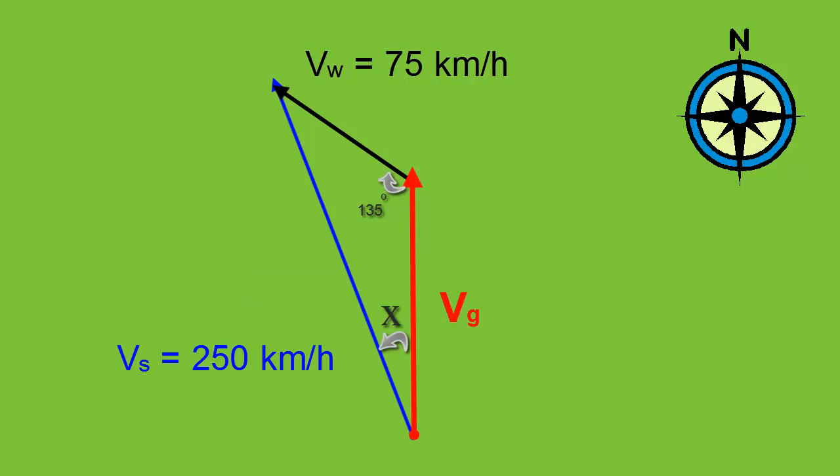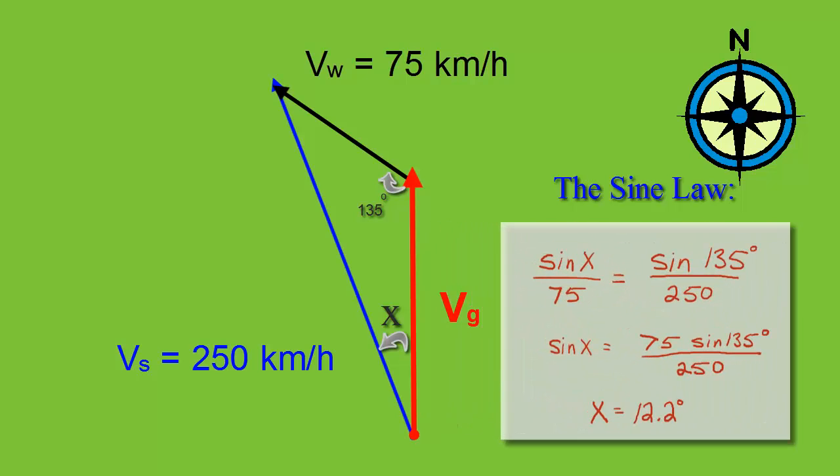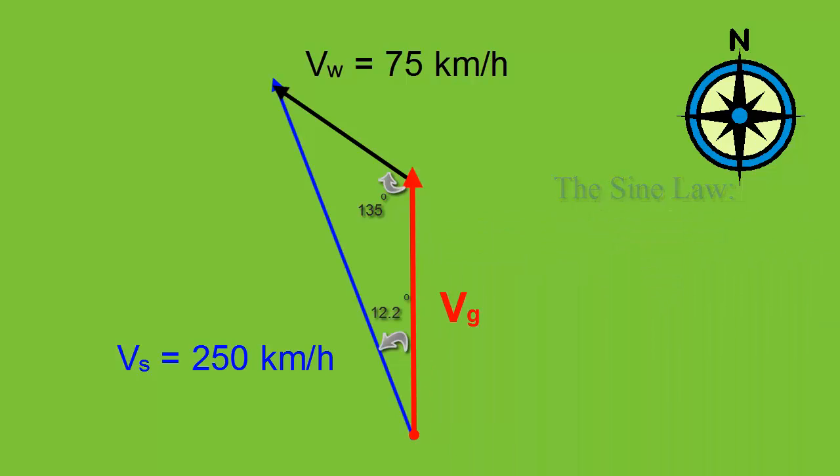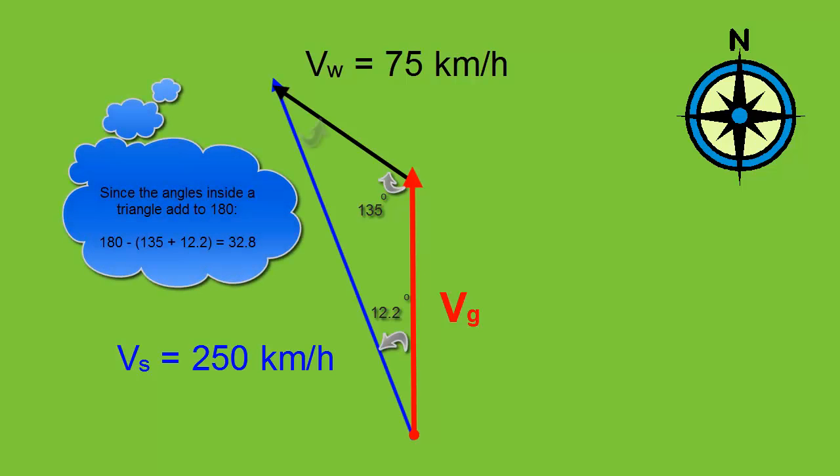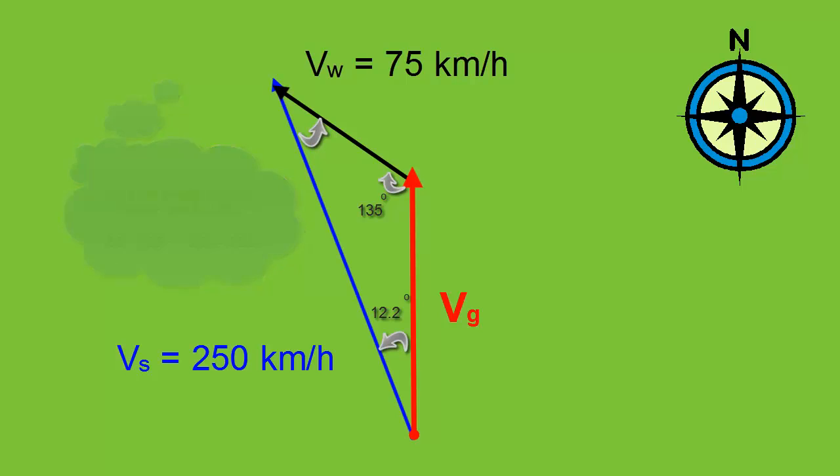Now if you'll recall, the original question asked us what angle to point the plane at so he ends up going straight. And to do this, we can simply use the sine law as shown on our virtual whiteboard. You can see how we arrange it. Sine x over its opposite side is sine 135 over its opposite side, and you simply solve for theta to get 12.2 degrees. The next step is figuring out the last of the angles inside the triangle, knowing that they add up to 180 degrees, and you can see that we get 32.8 degrees for that angle.